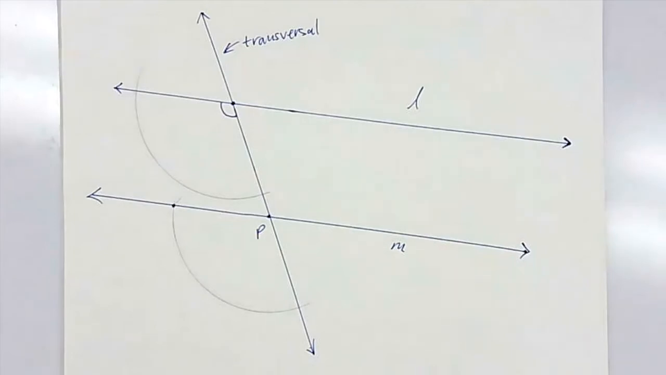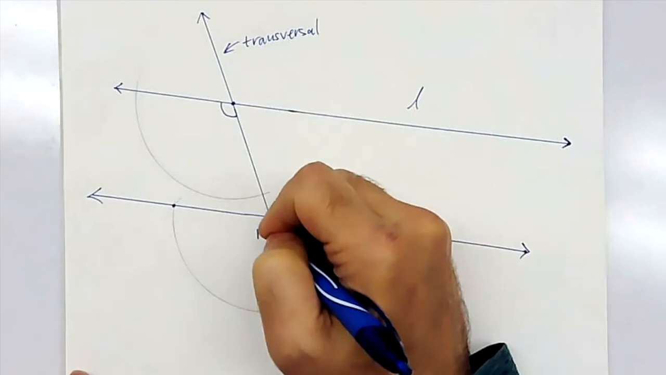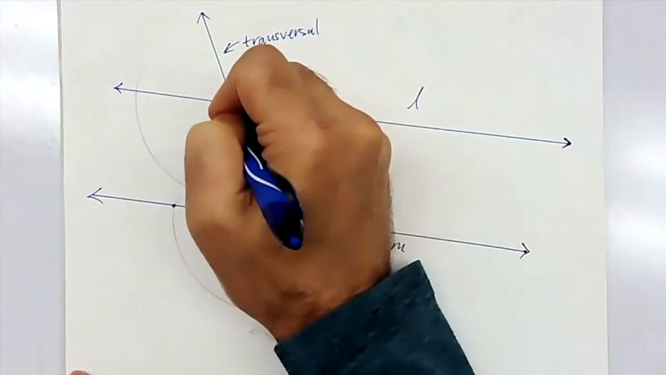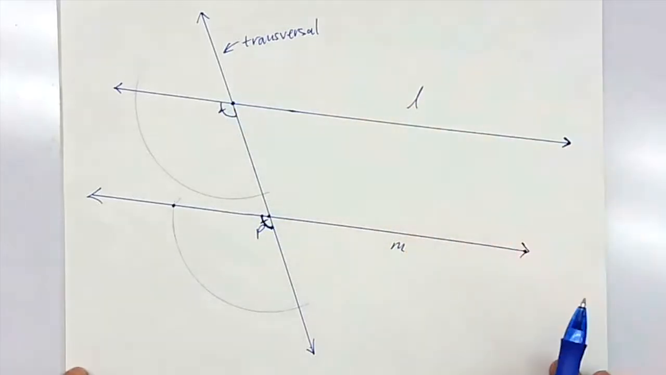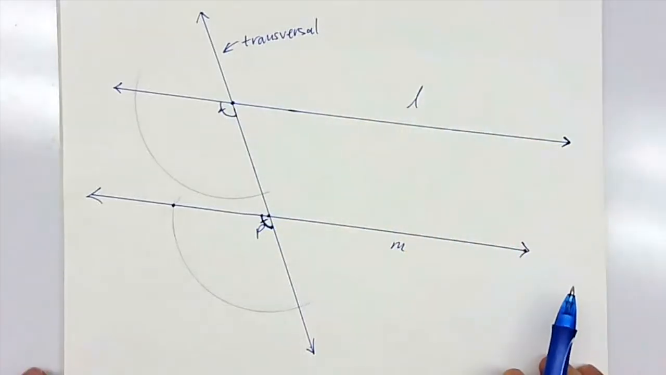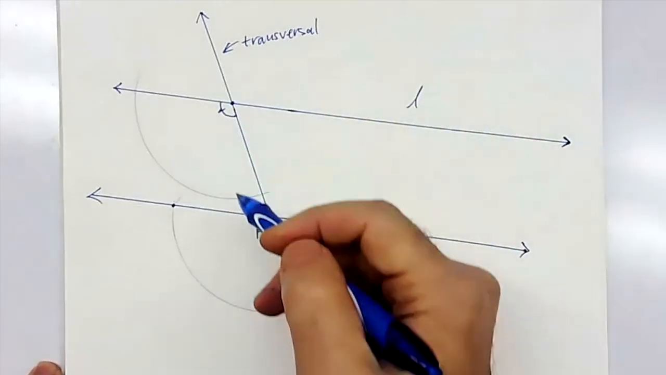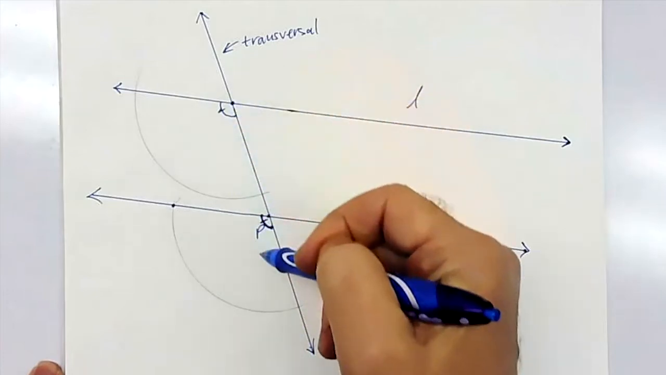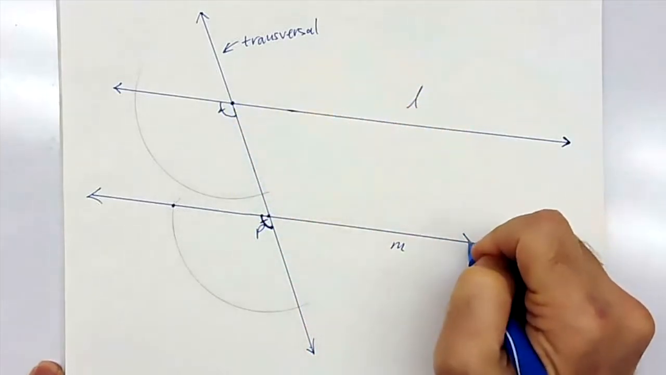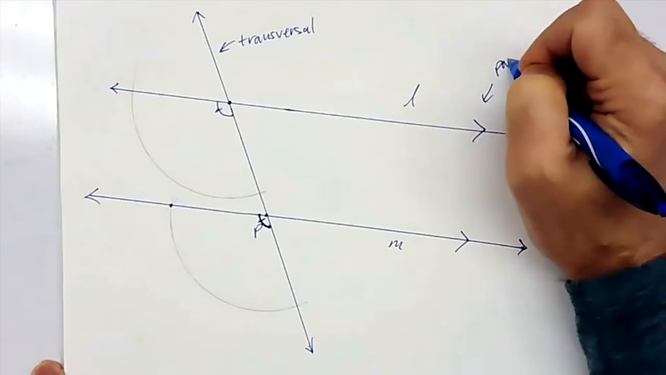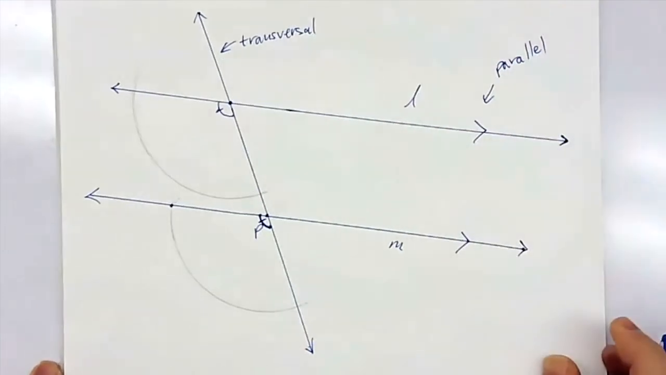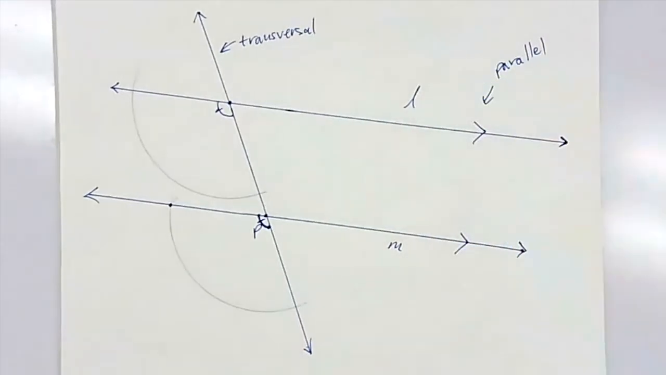And let's go ahead and mark our diagram now. So this angle here is congruent with that angle. So we've got these two corresponding angles are congruent, and that means, because they're corresponding, that these lines must be parallel. So line L is parallel to line M. Hope that helps.